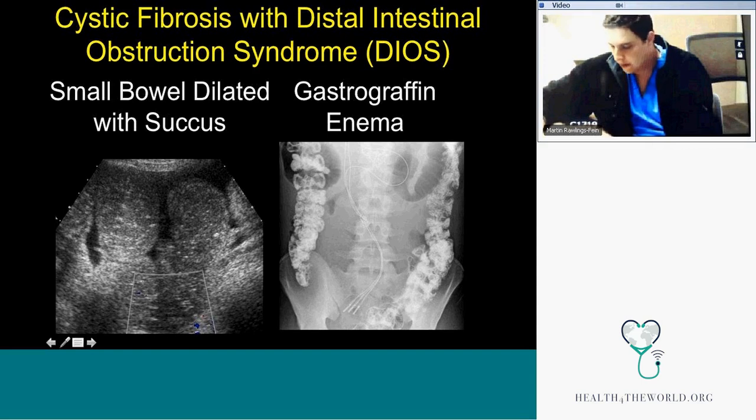So the intestines are at fault. It's not like there's a narrow point. It's just that the contents are so thick due to the cystic fibrosis that they get trapped. So cystic fibrosis patients, we did not show an example of meconium ileus, which is actually the same problem where cystic fibrosis in babies leads to intestinal obstruction.